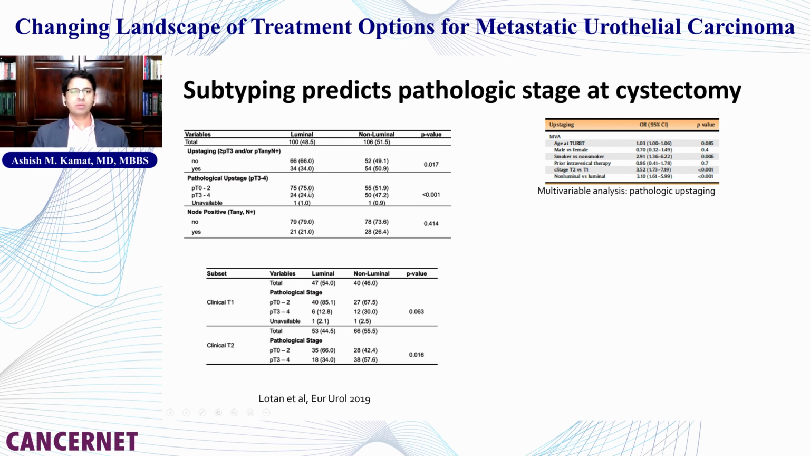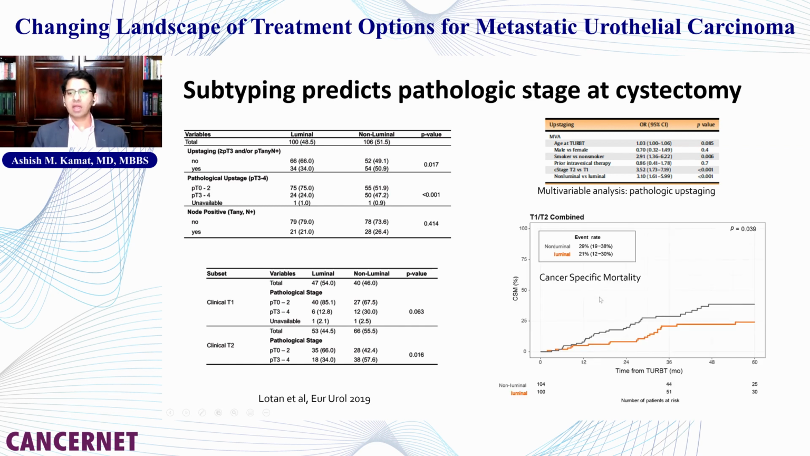You can see that the luminal subtype on TURBT tends to be more organ confined than the non-luminal, and this holds true even in multivariable analyses. And then they did a cancer-specific mortality analysis, which was really not the purpose of the study. We again see that the luminal patients tended to do a little bit better than the non-luminal type. And again, this was independent in some ways of the upstaging at radical cystectomy.